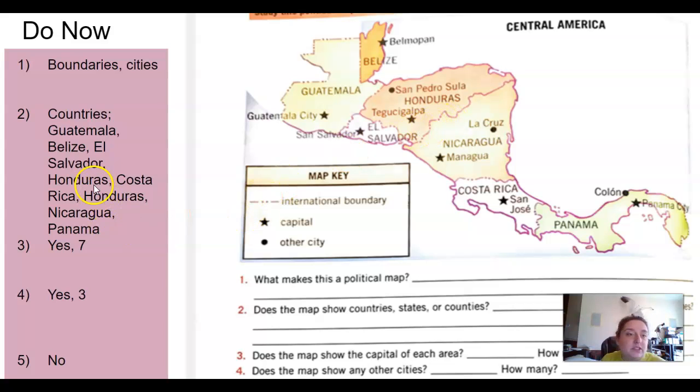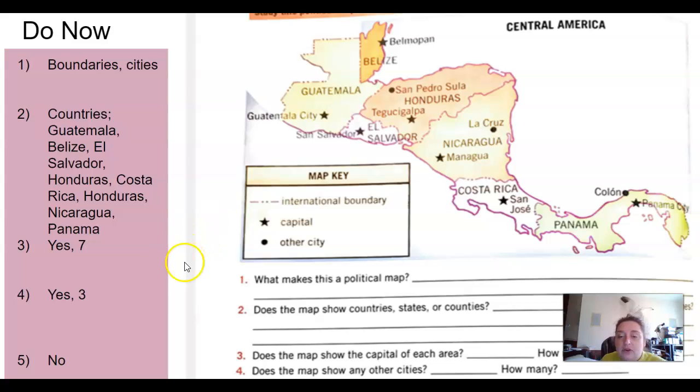The countries that you see here would be Guatemala, Belize, El Salvador, Honduras, Costa Rica, Nicaragua and Panama. Number 3, does the map show the capital of each area, and how many are shown? Yes, and there are 7. You just look for the stars and count them.